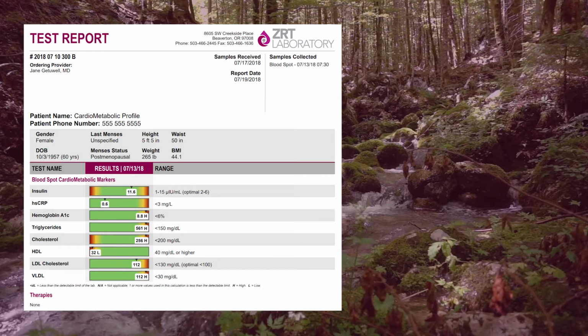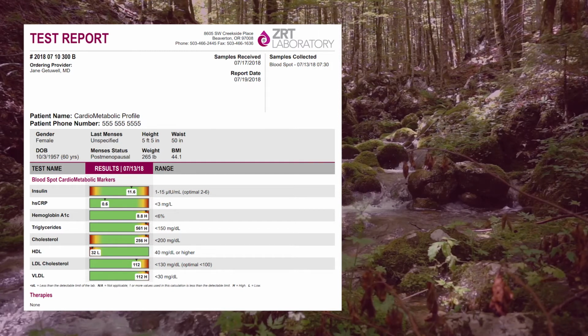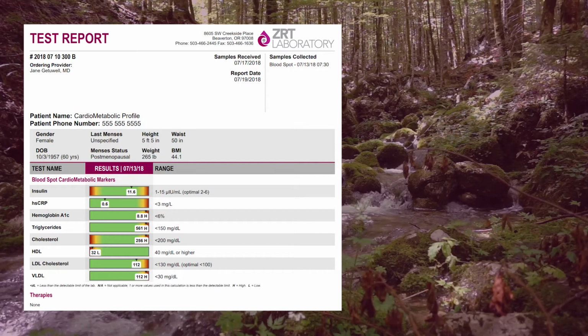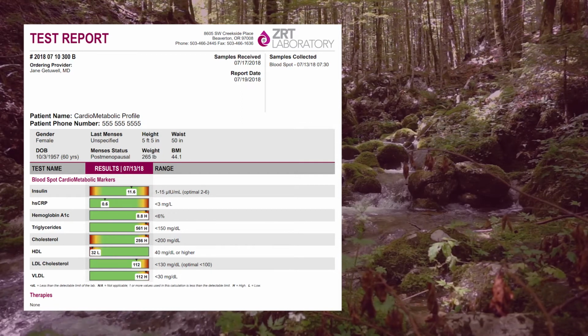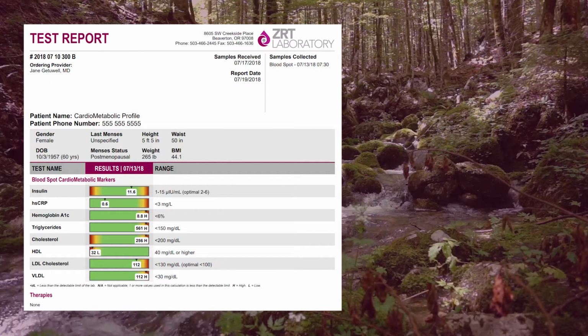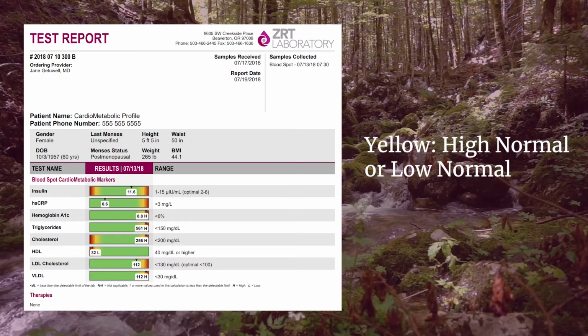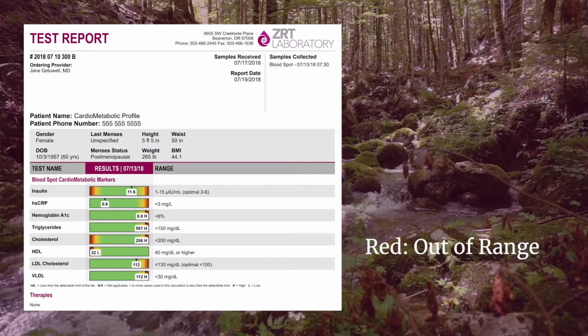So going down to fasting insulin as the first cardiometabolic marker on the profile, what we have here is a visual depiction of their levels with the slider bars: green indicating within normal range, yellow indicating high normal or low normal, and then red indicating out of range.